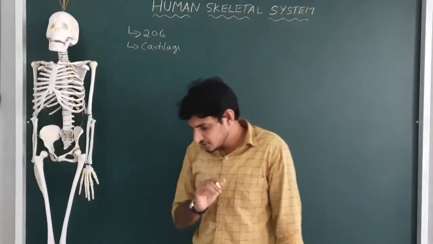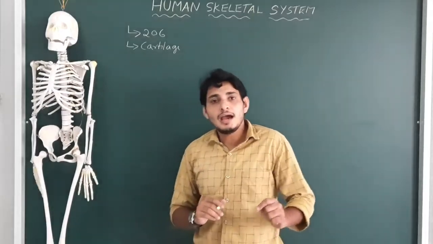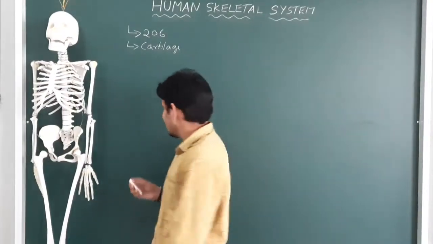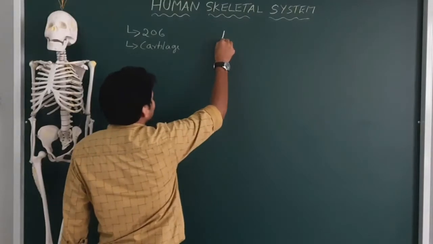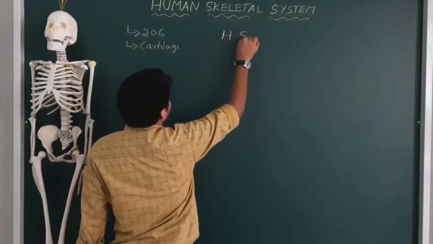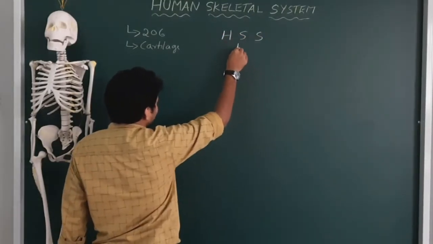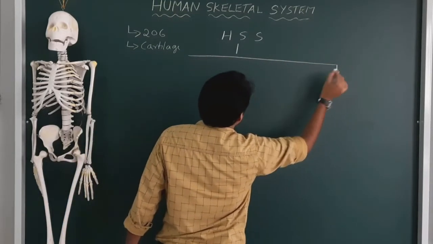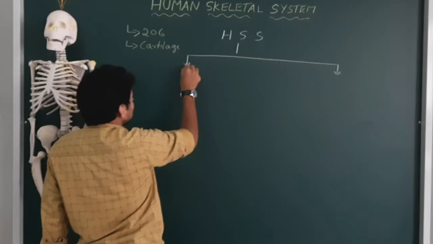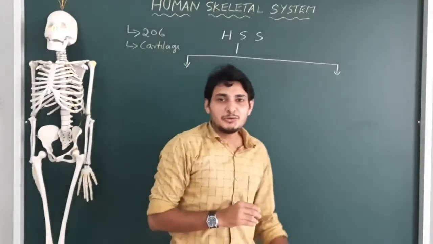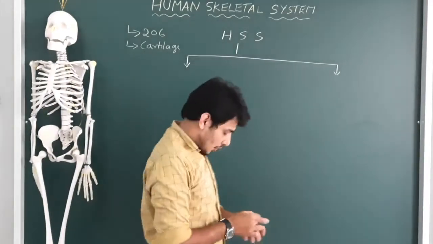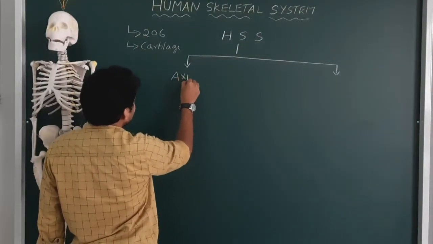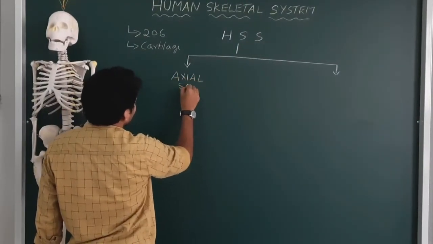In this session I said I'm going to give you an overview of the structure of the skeletal system. So first we will write the heading, that is human skeletal system and its classification. First I'm going to classify how many types there are. The human skeletal system is mainly classified into two types. The first type is the axial skeletal system.